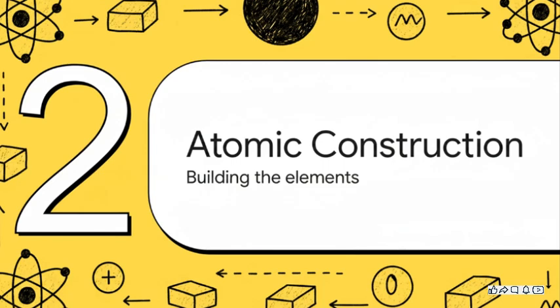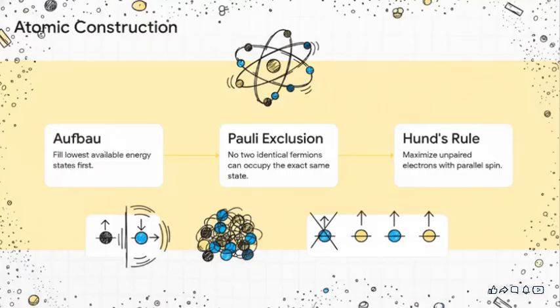Section 2, Rules of Atomic Construction, Building the Elements. So, building an atom is essentially like following a highly specific cosmic recipe. First up is the Aufbau principle, which basically tells us that electrons are, well, a little lazy. They are always going to fill the lowest available energy states first. Next is the Pauli exclusion principle, which is absolutely crucial. It's arguably the most important rule for why solid matter even exists.